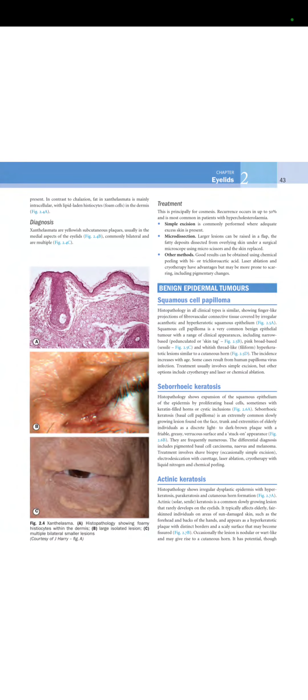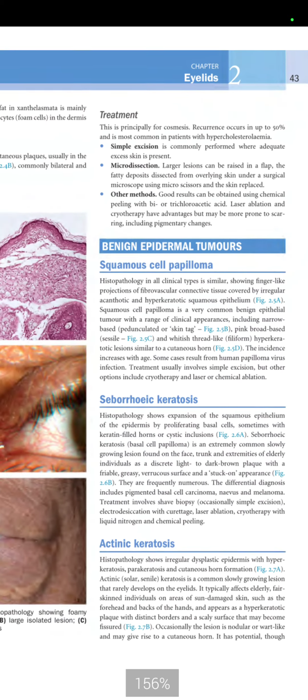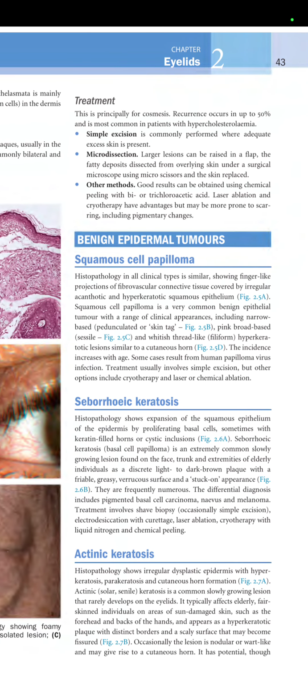To the Kanski lecture series, and this is chapter 2, eyelid, part 3. So in this part we are going to discuss the benign epidermal tumors.